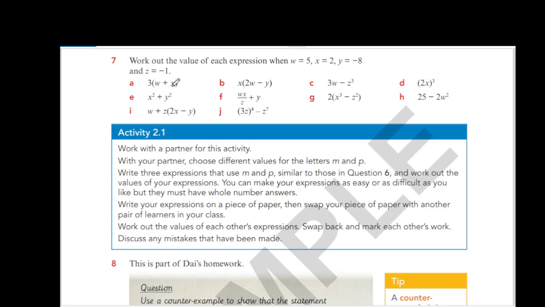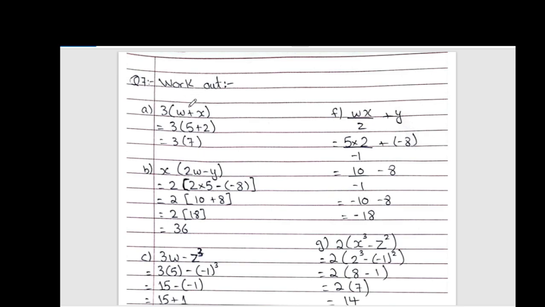I'll take you on that sheet. First, expression number A is 3 into w plus x, where w is equal to 5 and x is equal to 2. So by putting the value of w and x, 5 plus 2 will be 7, and when we multiply 7 with 3, our answer will be 21.